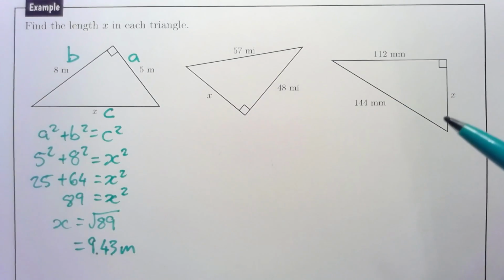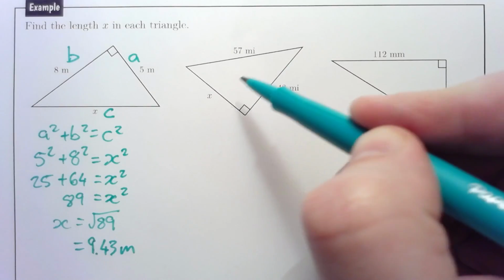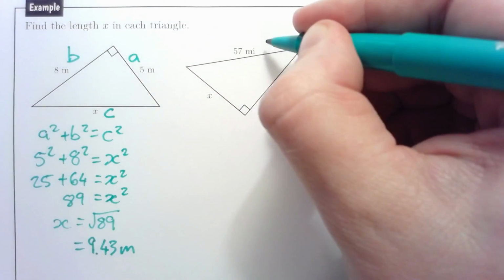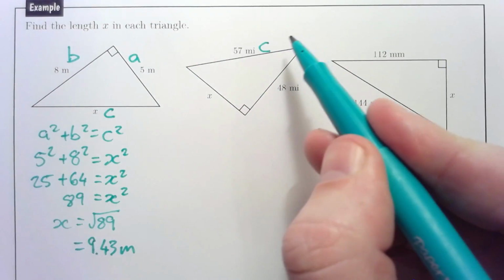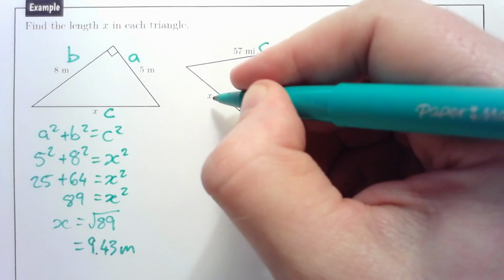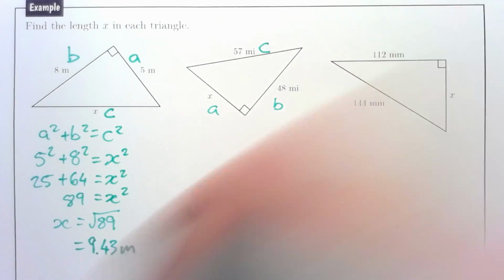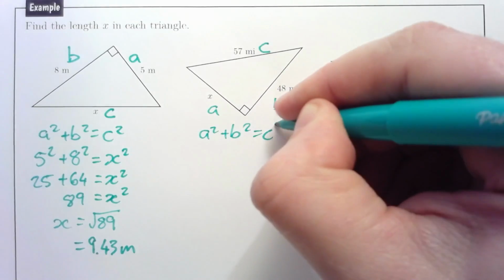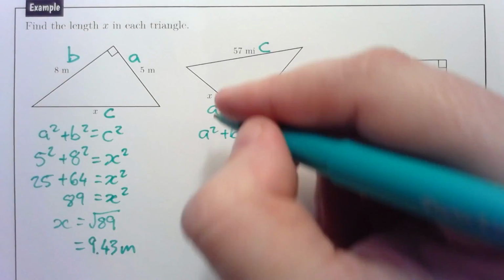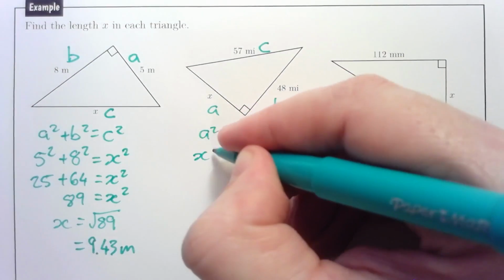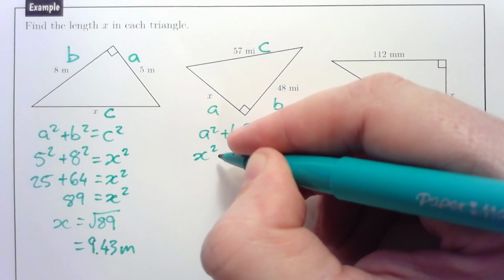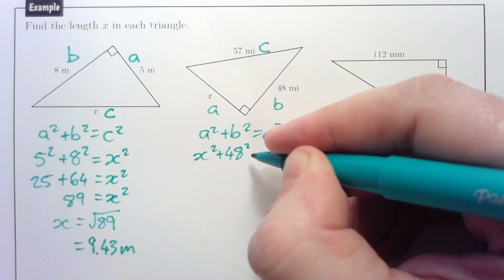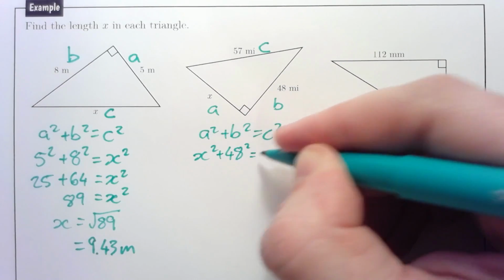Okay, for the next triangle, we have three sides again. Remember, C has to be the hypotenuse, so the side not touching the right angle is the 57 miles across the top here. And then the other two sides are our A and B. So a squared plus b squared equals c squared. We know this is true because this is a right triangle, and the Pythagorean theorem tells us so. A is x, b is 48, and c is 57.